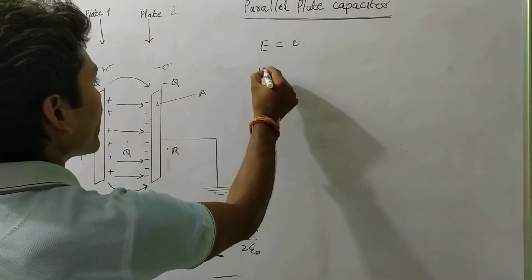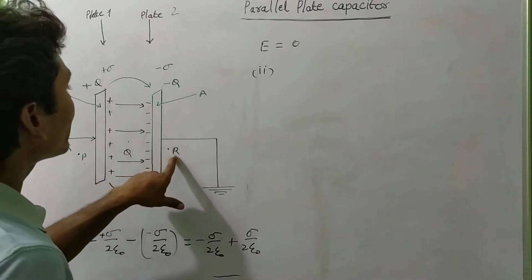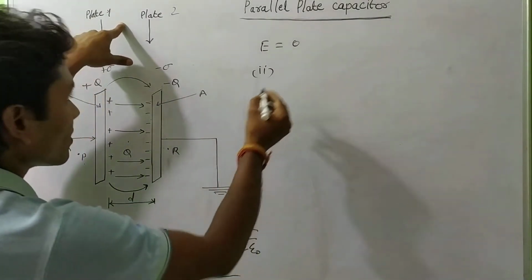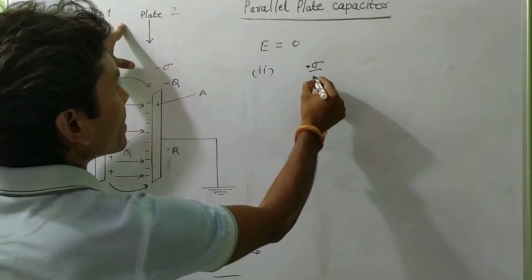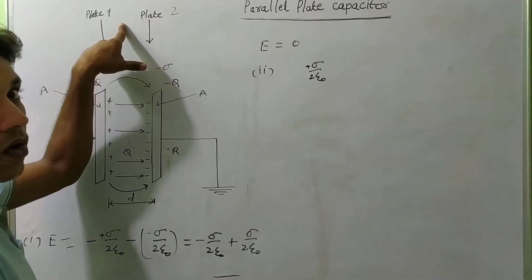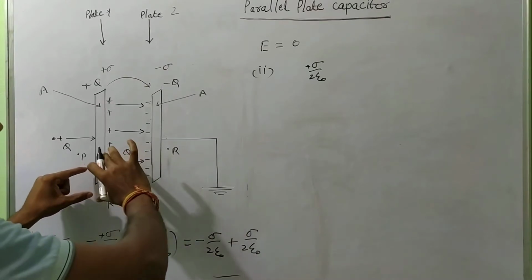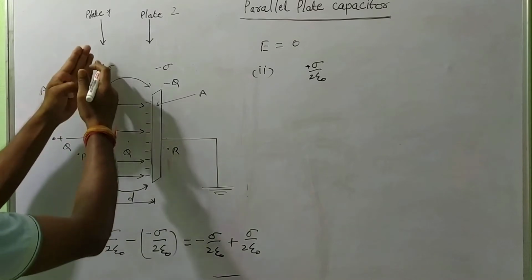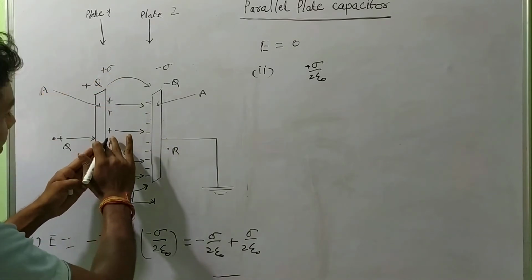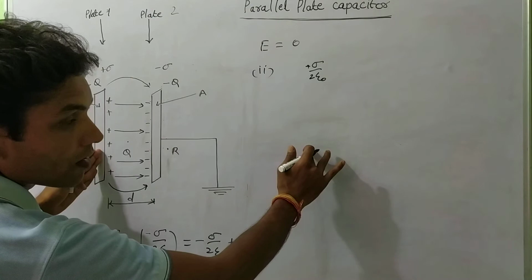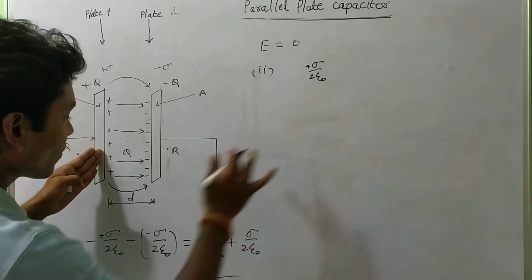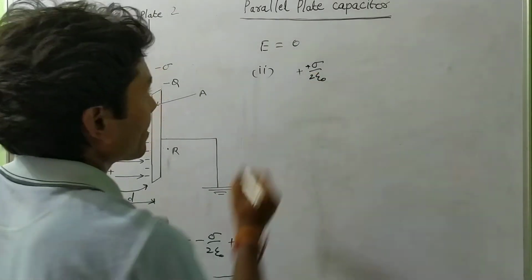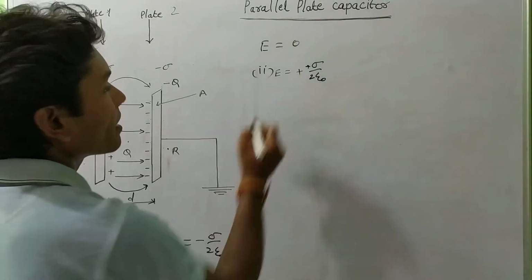So the second point is this: the electric field at point R due to the first plate will be sigma upon 2 epsilon naught. The direction is along the x-axis, because we are going from the plate to the right-hand side, so the field will have a plus sign. This is equal to E.